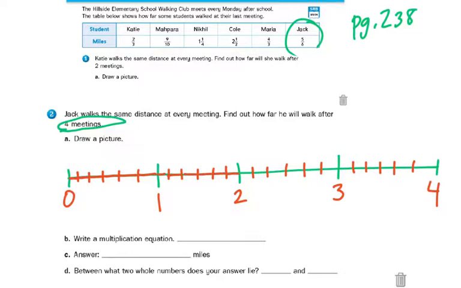So let's go ahead and move him 5/6 of a mile for each time that he meets. And he does that 4 times. So he starts off here, and he's going to move 5/6. So 1, 2, 3, 4, 5, 6. So he moves 5/6 the first meeting. And then I'm going to count from there, and I'm going to count 5 more equal spots or places. So 1, 2, 3, 4, 5, 6.